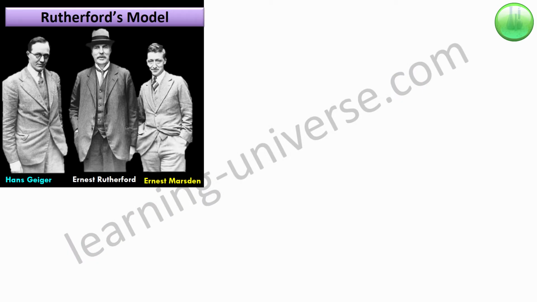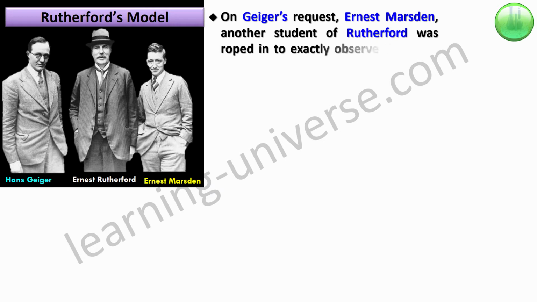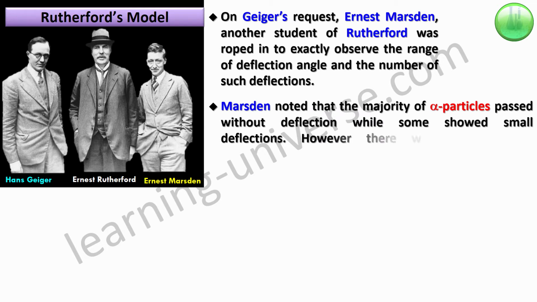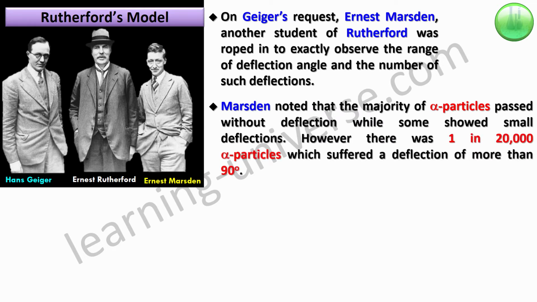On Geiger's request, because this was going to be very taxing, Ernest Marsden, another student of Rutherford, was roped in to observe the range of deflection angles and the number of such deflections. Marsden noted that the majority of alpha particles passed without deflection, while some showed small deflections. However, 1 in over 20,000 particles suffered a deflection of more than 90 degrees. That means they struck the gold foil and came back. It does not necessarily mean they went back on the same path, but they definitely deflected by more than 90 degrees, hitting the screen on the same side as the source.